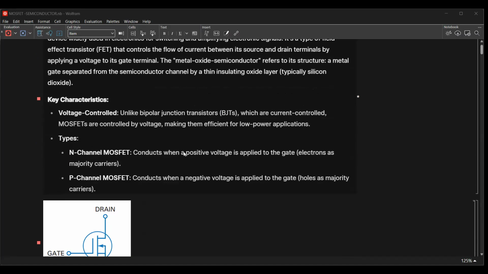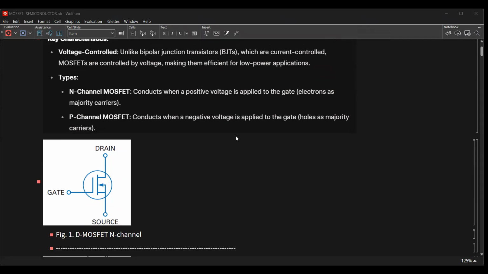Key characteristics of voltage control. Unlike bipolar junction transistors, which are current controlled, MOSFETs are controlled by voltage, making them efficient for low power applications. So here we mostly use the voltage. We use the voltage here in the gate to control the flow of electrons or the holes from the source to the drain or the drain to the source.